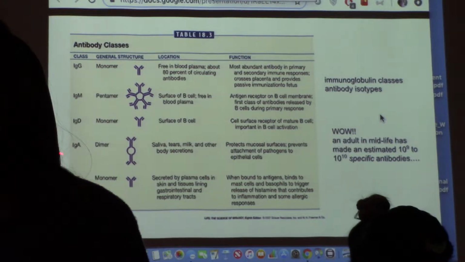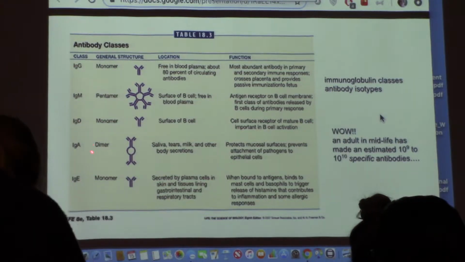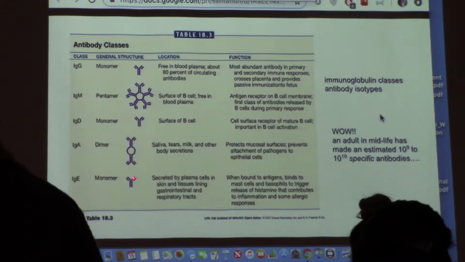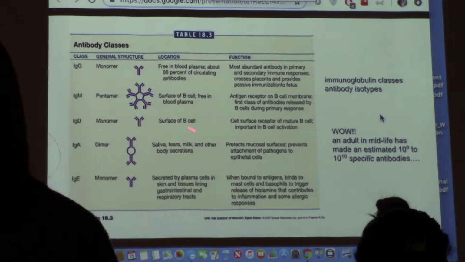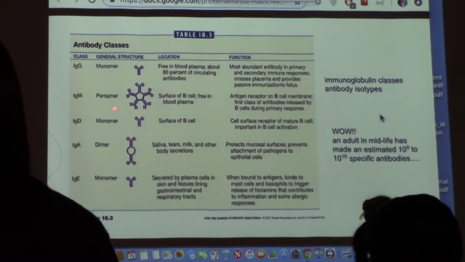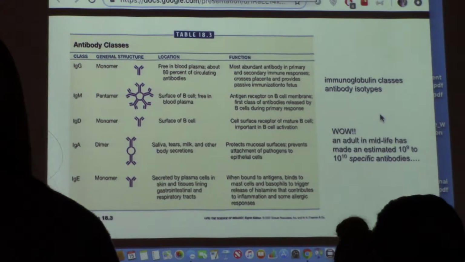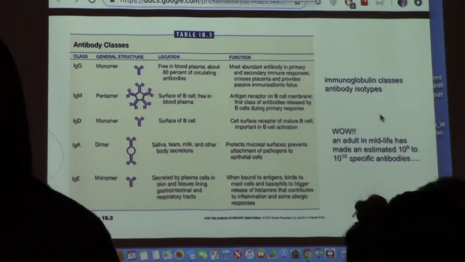So knowing just basically the names of these, IgD, M, G, A, and E, and what they do. So this is associated with allergic reactions. This one is secreted. This is the one that's on the surface of the B cell. This is the very first one that's made after you're exposed, and this is the primary main antibody in your blood. So you should memorize that once.